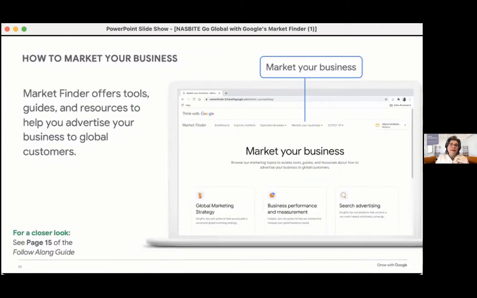So within MarketFinder, go and click Market Your Business. In this section, you will have access to tools, guides, and resources to help you market your business globally. Take a look at that, and let's go over a few of the offerings that you'll find.